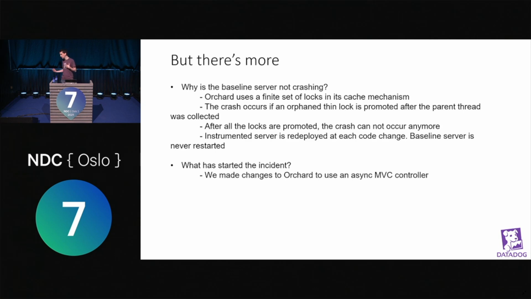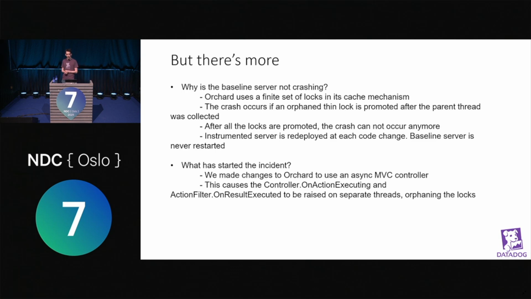I'm saying that we run Orchard, but we are not exactly running it. Basically, we modify it to add some workload just to better test our instrumentation. And since this is asynchronous workload, we changed to use an asynchronous controller, because by default, Orchard uses a synchronous controller. And if you remember, we end up with an orphan lock, which is one of the conditions for the crash, if those two events are raised on separate threads.